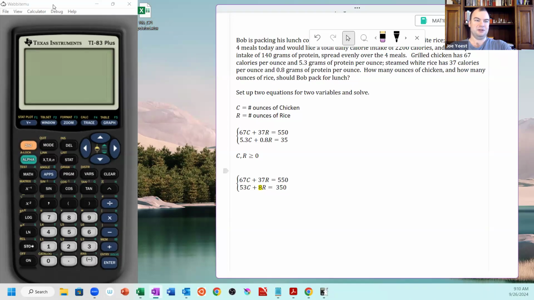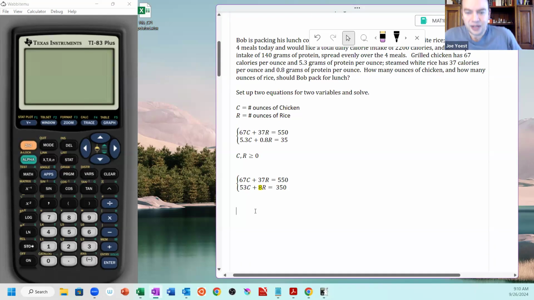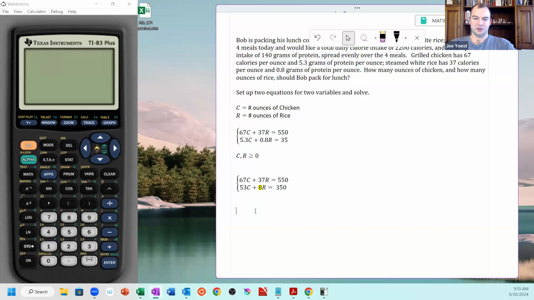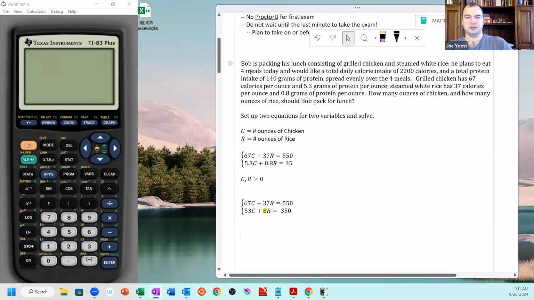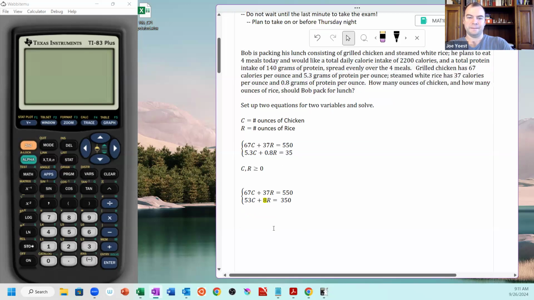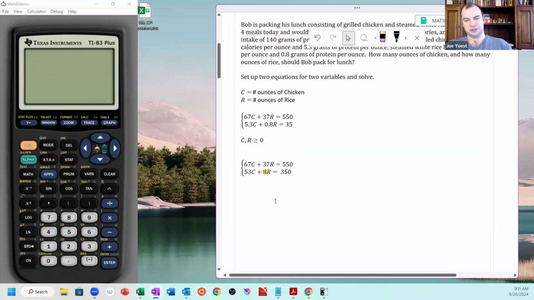We also have the benefit today that the calculator is back up and running. It was glitching out a little bit last time, but it looks like it's working well this time. Okay, so let's work through this system. The first big step was creating the system from this paragraph, from this explanation here. Let's work through solving the system.